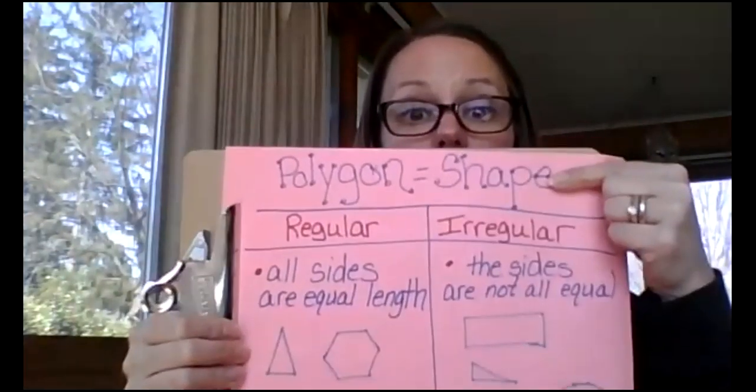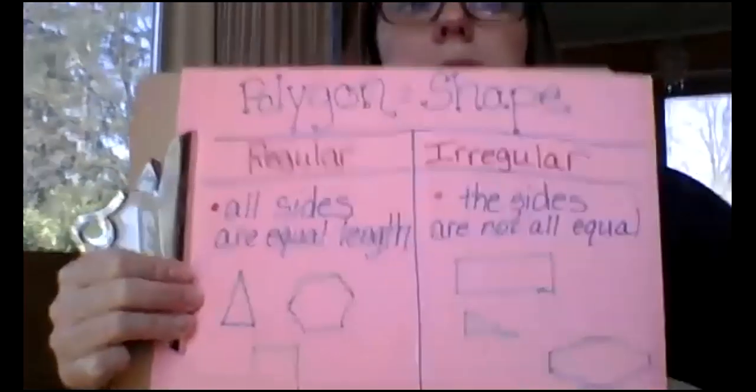So today, your math is looking at polygons and trying to determine if polygons are regular or irregular. Now, we remember that polygons is simply another word for a two-dimensional shape that has three or more sides and angles. So the important thing to remember is that polygons are simply shapes.